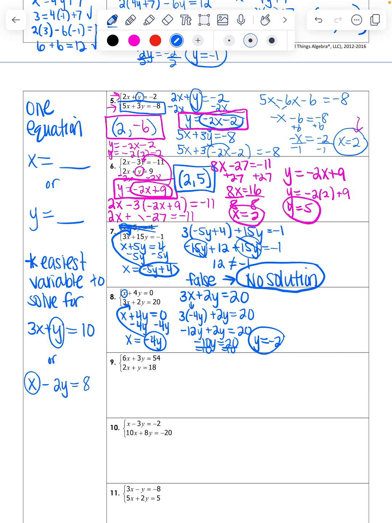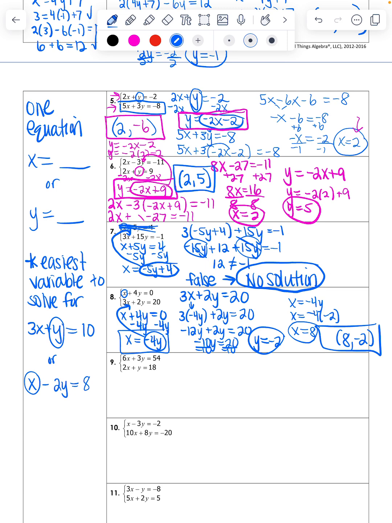Now that I have y, I know that x is equal to negative 4 times whatever y is. Negative 4 times negative 2 is 8. That was actually a pretty quick one. This one's going to be 8, negative 2 as my final answer.